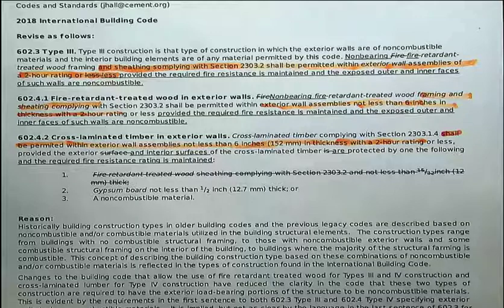One other thing I wanted to point out is this section 602 points to section 2303.2, which does in fact require that adjustments be made for treated wood framing and sheathing in terms of allowable spans and loads. So by virtue of those requirements, calculations must be performed that show that treated wood is suitable for use in bearing walls.